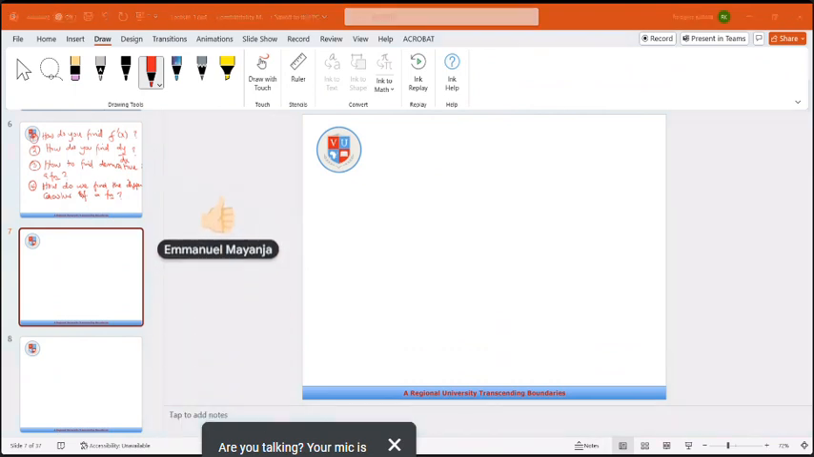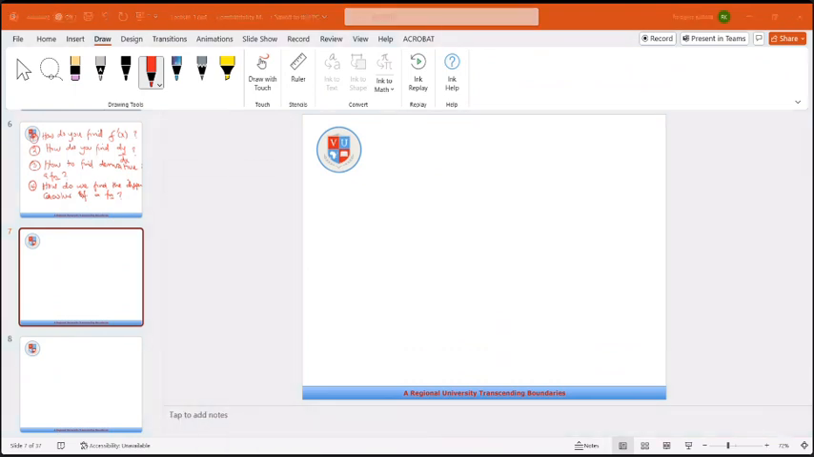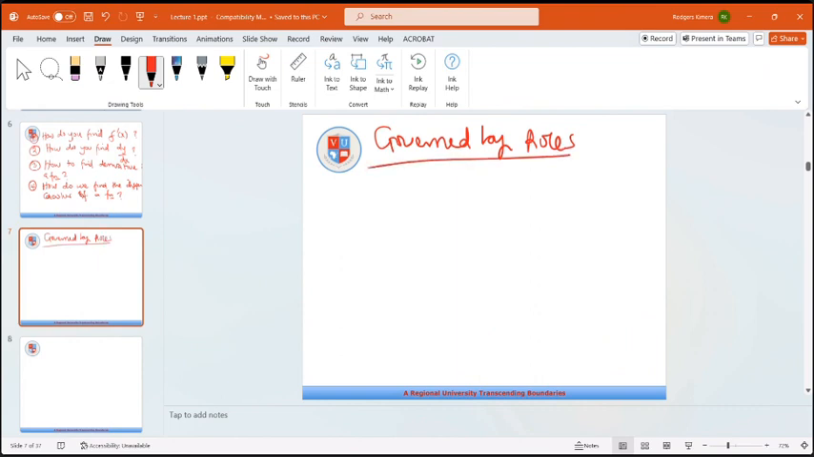Thank you for responding. So, how do you find differential calculus? How do you find f prime x? How do you find dy dx? The answer is, finding this is governed by rules. Differential calculus is governed by rules.